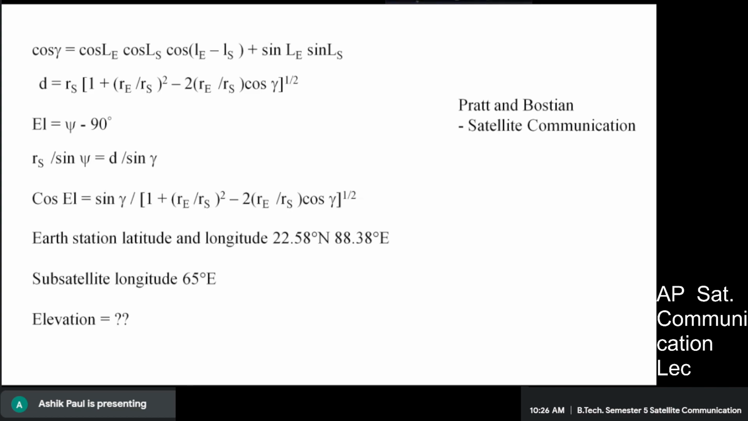Its name is Inmarsat, International Maritime Satellite, and it's a geostationary satellite, and the signals from these satellites are regularly, routinely being tracked from Kolkata.